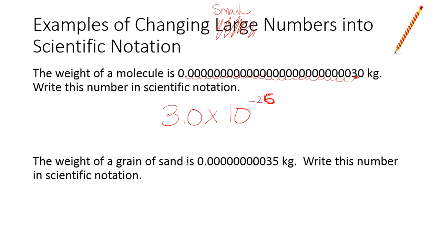The weight of a grain of sand is that in kilograms. Let's write this number in scientific notation. So ultimately, I'm going to need to move this to 3.5. So 1, 2, 3, 4, 5, 6, 7, 8, 9, 10. So I know I'm going to have 10 to the negative 10 power. And I'm going to have 3.5 for the number in the front, or what's called the coefficient.